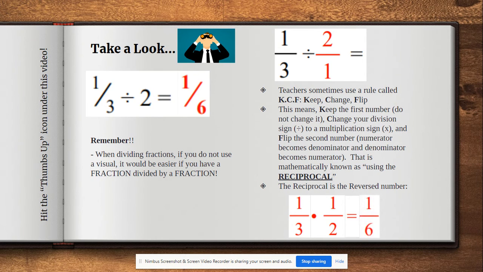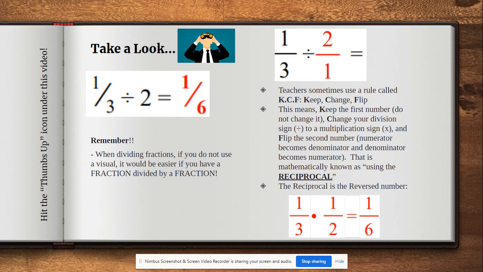And we get our answer of 1/6. Now, if you recall in previous videos, you needed a common denominator when it came to adding and subtracting fractions. That's the only time you need a common denominator. When it comes to dividing or even multiplying fractions, you basically just go straight across. Denominator times denominator, numerator times numerator, and so on and so forth.